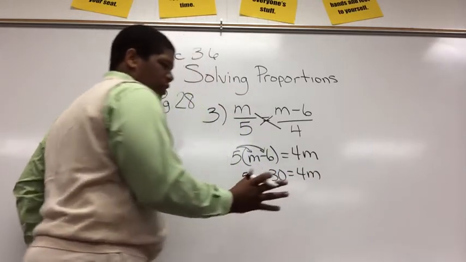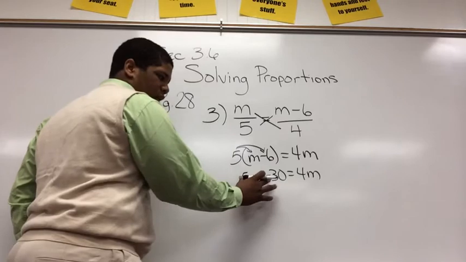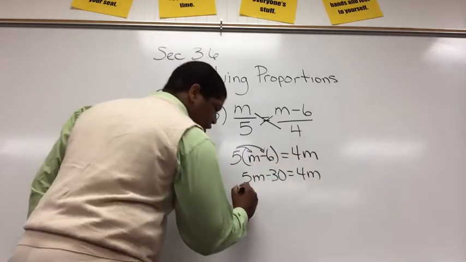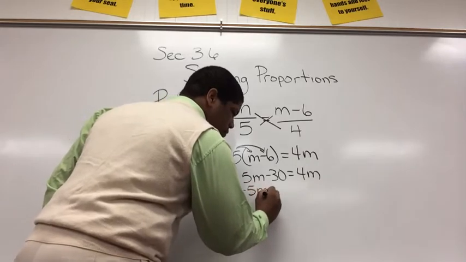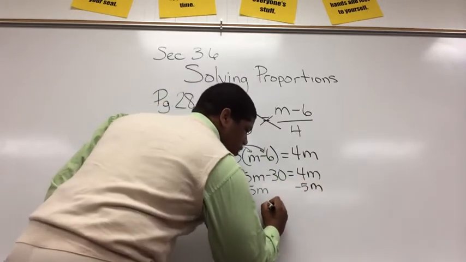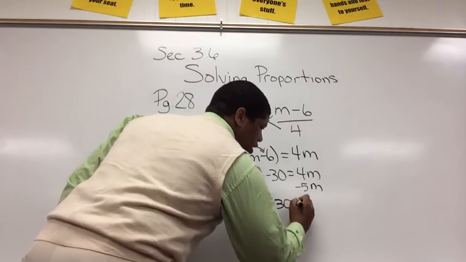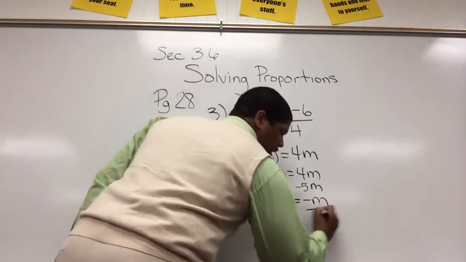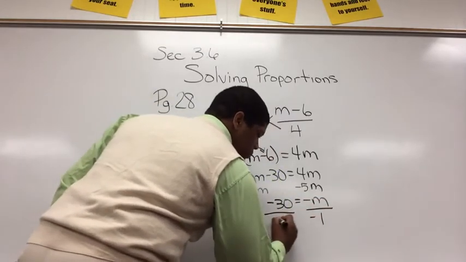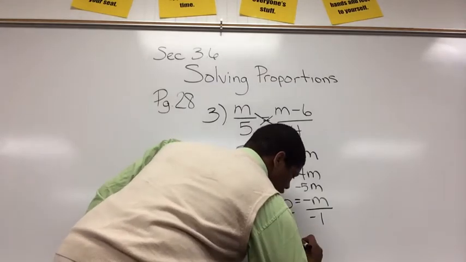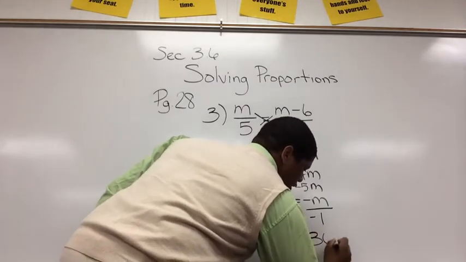Now, once again, it's not normal for us to move the big variable, but we don't want nothing on this side. So I'm going to subtract 5m from both sides, and that's going to give me negative 30 is equal to negative m. So I'm going to divide by negative 1, and that's going to give me m is equal to 30.